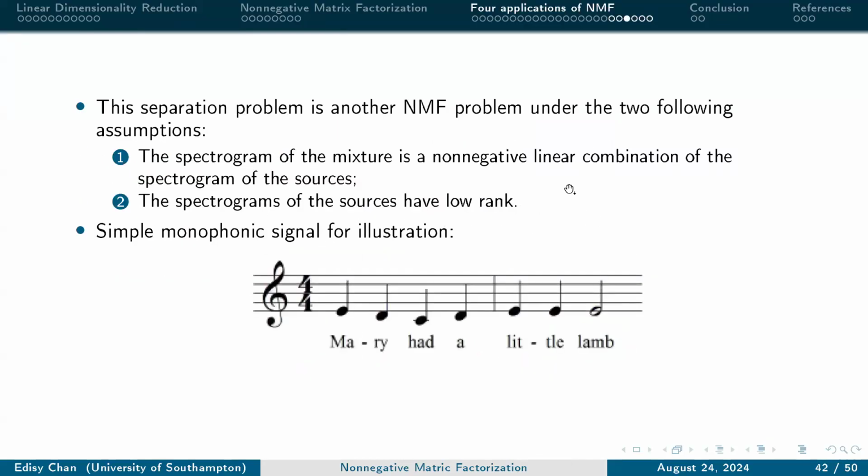And by the way, I didn't mention that the separation problem is an NMF problem under the following two assumptions. We have to make some assumptions so that we can make use of the NMF techniques to solve it. One of them is that the spectrograms of the sources are also low rank. The spectrogram of the mixture is a non-negative linear combination of those spectrograms of the sources. So this is why I take this as the example.